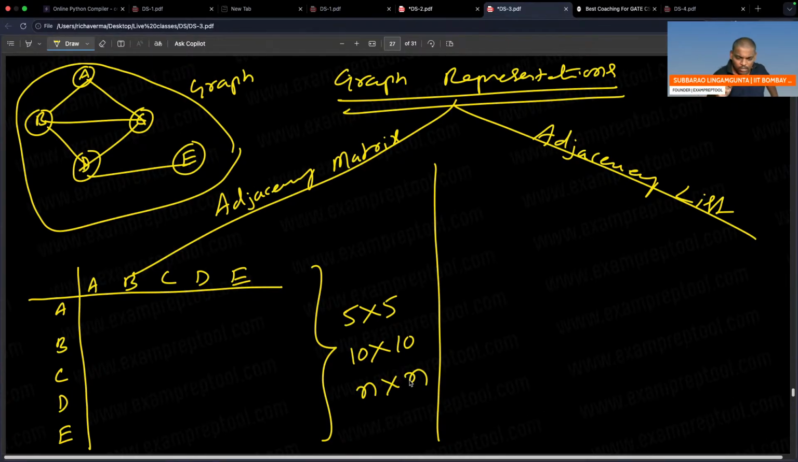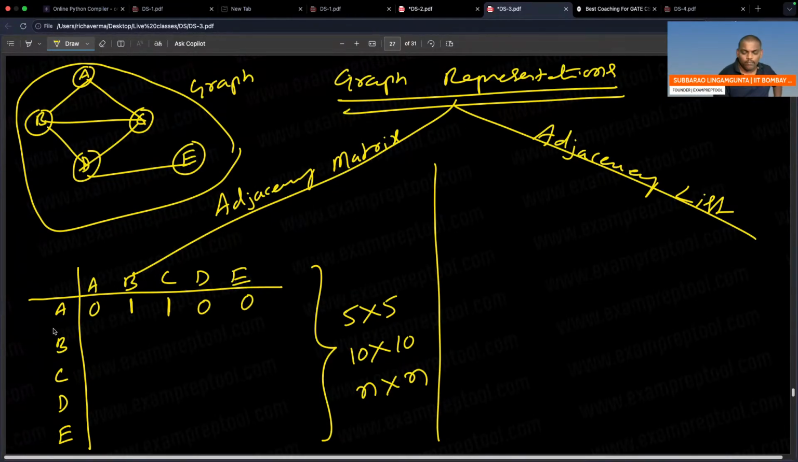Next one. Now see, some people are asking, sir, how? Can you go there? Is there an edge from A to A? No, no self loop. A to B there? Yes. If the edge is there, keep 1. If the edge is not there, keep 0. A to A, no. A to B, yes. A to C, yes. A to D, no. A to E, no. Edge there, then only keep 1. Otherwise, keep 0. A over.